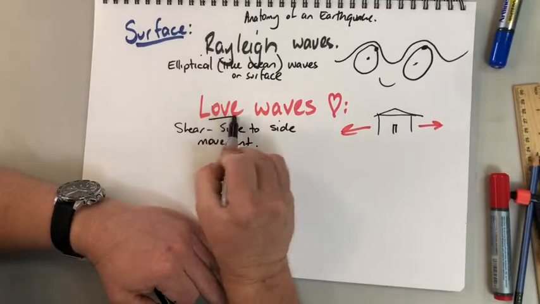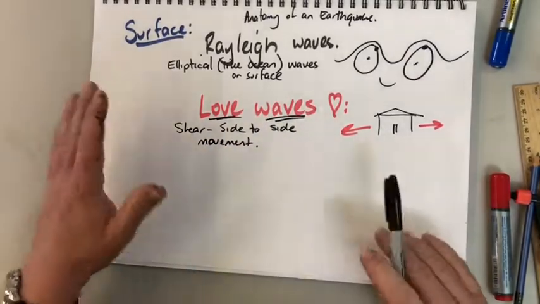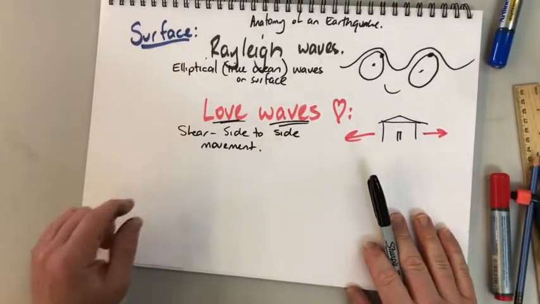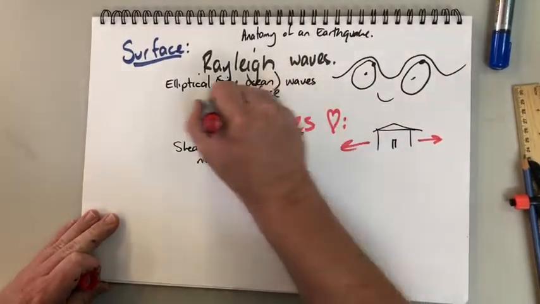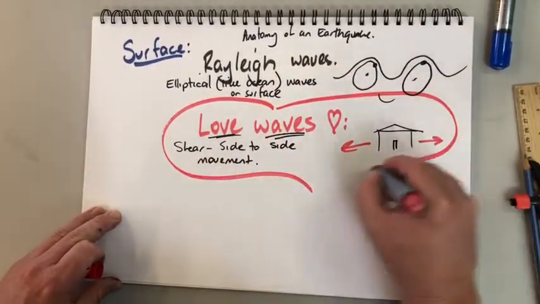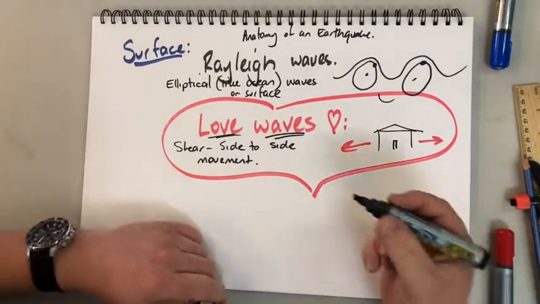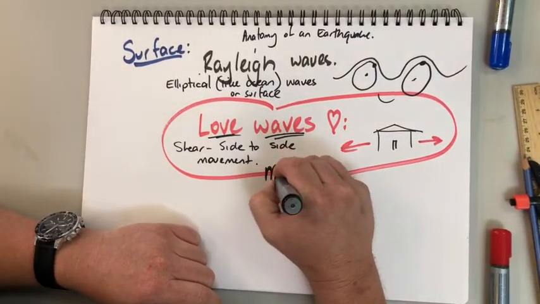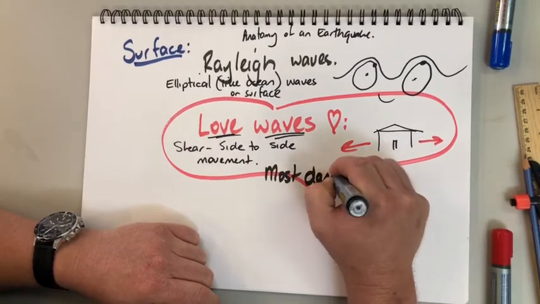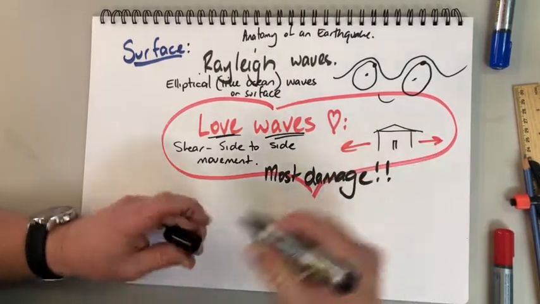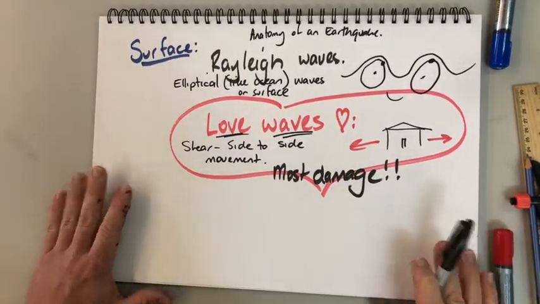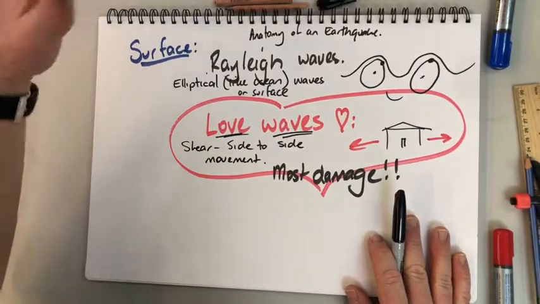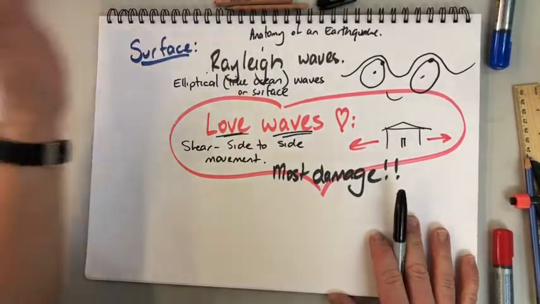Now, whenever you watch the earthquake videos, it's the love waves that you're looking at. You are seeing that side-to-side movement, and it is the most violent. Our love waves cause the most damage out of all the waves. They are what causes more deaths than anything else. It's our love waves. All right, so they are the four parts to an earthquake.